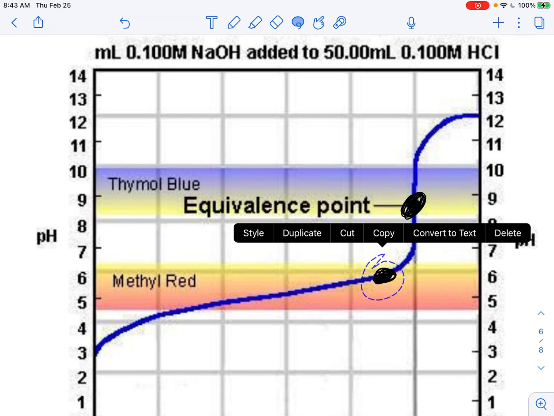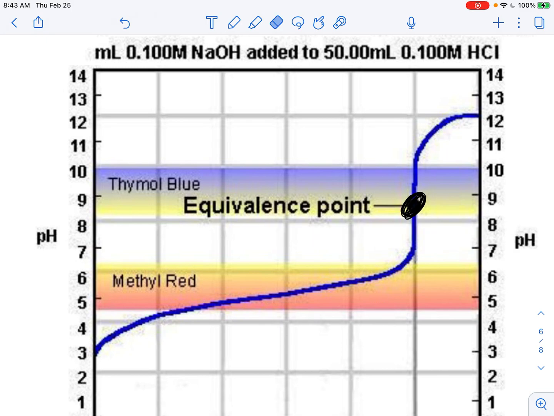So it's really simple. All they're going to do is they're going to give you a graph or a situation, and they're going to ask you which indicator is appropriate to use. All you've got to do is pick an indicator that changes on the vertical portion of your titration curves. As long as it's anywhere on this vertical portion here, you're going to be fine. But if you pick an indicator that changes down here or down here or down here on the graph, that is not going to be an appropriate indicator to use.